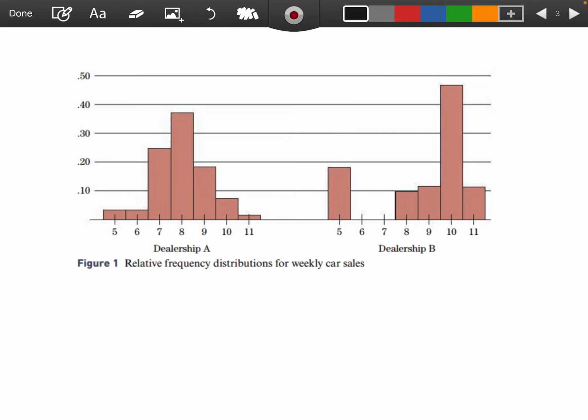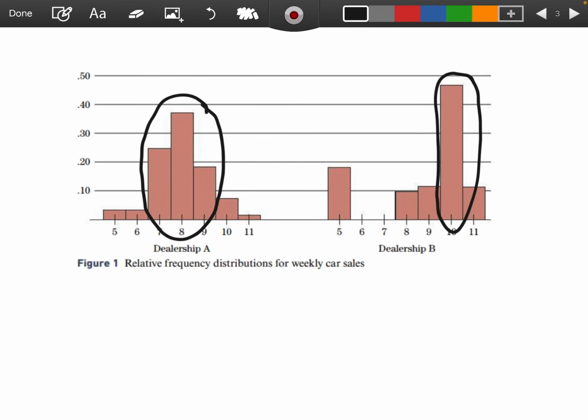We can see here from just visualizing the data that dealership A tends to have more consistent sales. The majority of the time we're looking at 7, 8 or 9 weekly sales. That's where the majority of their data lies. With dealership B, they have a lot more high weekly sales, but to compensate for that, we also see that they have a lot more weeks with lower weekly sales. So we can figure out which dealership we would like to go with.